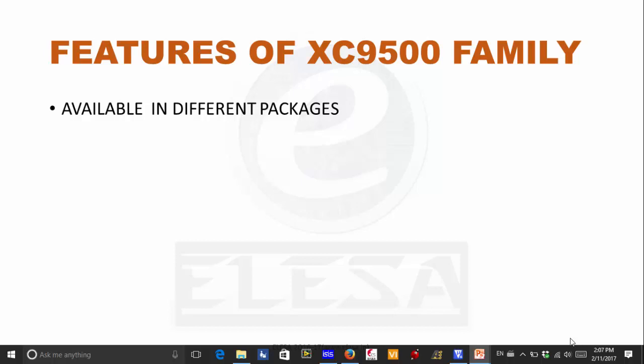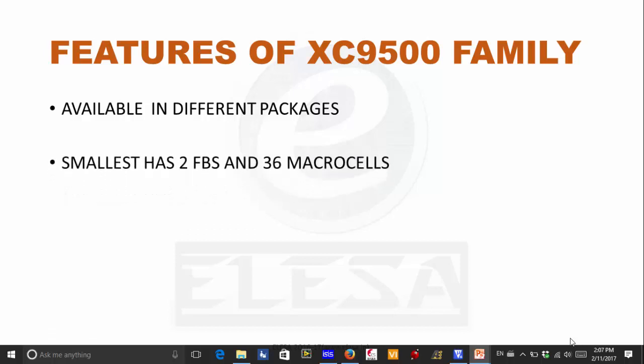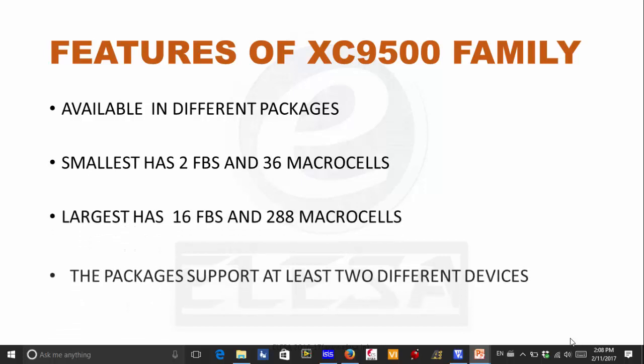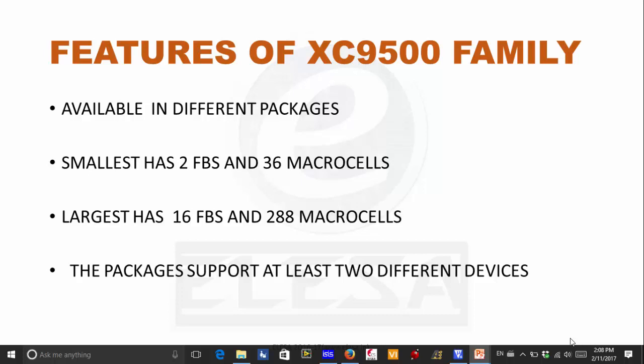XC9536 is the smallest CPLD with 2 function blocks and 36 macro cells, and XC95288, which is the biggest CPLD, has 16 function blocks and 288 macro cells. It is very clear that CPLDs are named according to their number of macro cells. Next, a very important feature of this family is that each package supports at least 2 different devices. For example, the PLCC package supports XC9536 and XC9572, etc. So it gives very much flexibility to the designer.